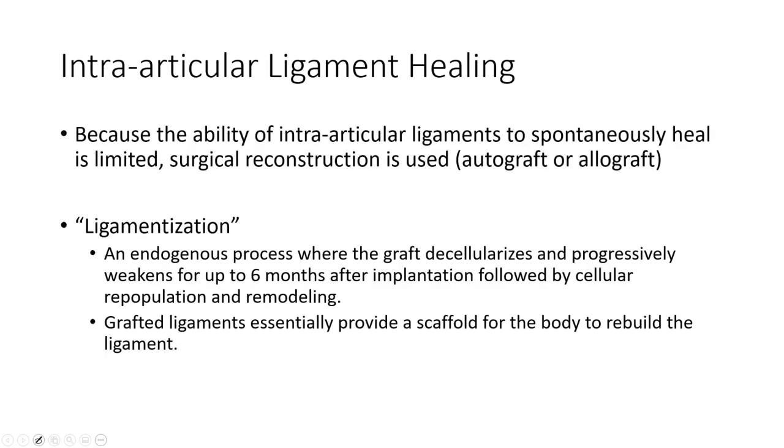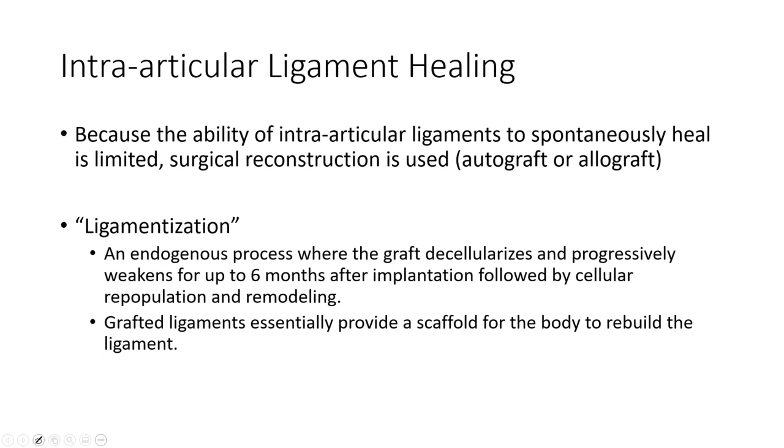So again, because of the lack of ability for intra-articular ligaments to heal spontaneously, surgical reconstruction is almost always used. You have an autograft or an allograft. And a lot of this is because the torn ends aren't in contact, and it makes it really hard for that scaffold we talked about earlier to form. So we have the surgery. Now there's a process for this too. Like we mentioned, these cells turn over, like our body, so it happens here with the grafts too.